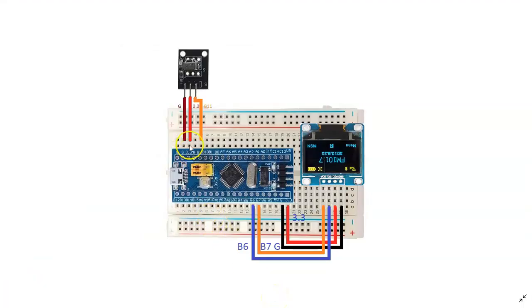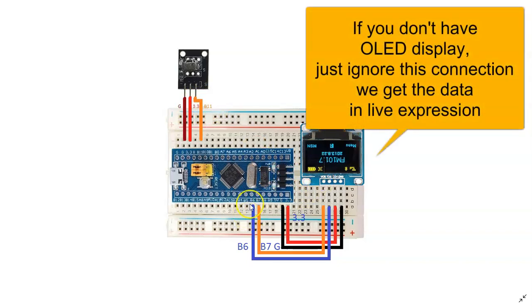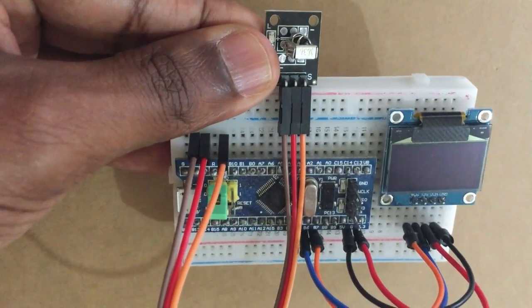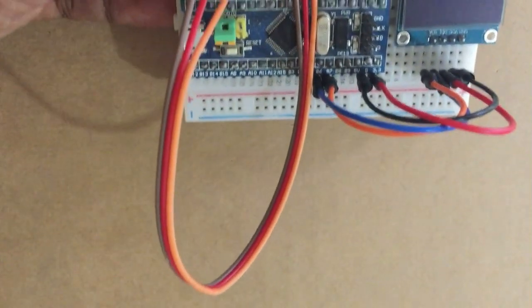Wiring diagram is here for the sensor, minus connected to ground, plus connected to 3.3, S connected to B11. And for the OLED, B6 connected to SCL, B7 connected to SDA, G connected to ground, 3.3 volt connected to VCC. If you don't have OLED display, you can just ignore it. We get the data in the live expression. The wiring connection is like this.